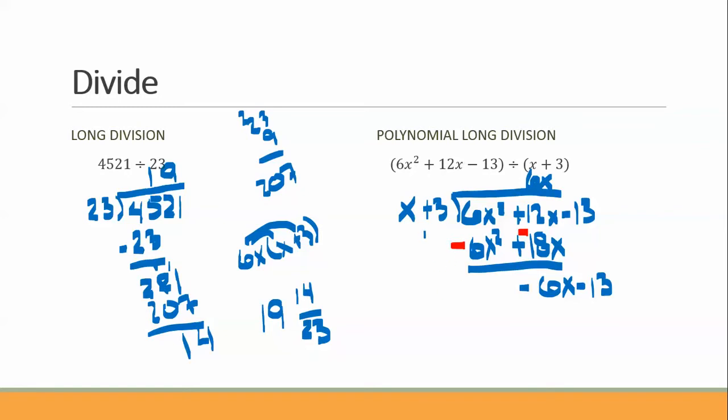So then let's finish up over here. How many times does x go into minus 6x? Minus 6 times. And then again, remember we're multiplying minus 6 times this whole thing. So you have minus 6x minus 18, because negative 6 times positive 3 is negative 18.